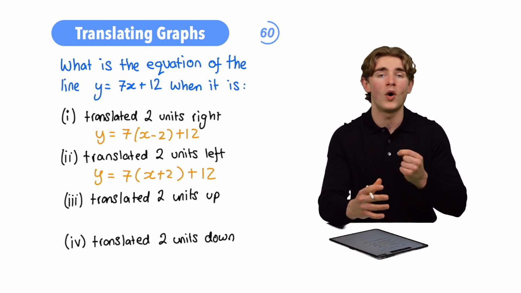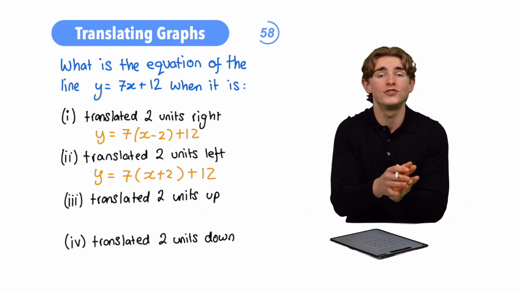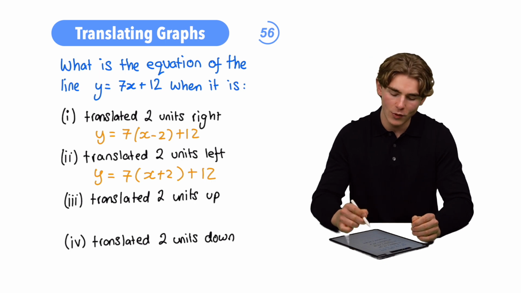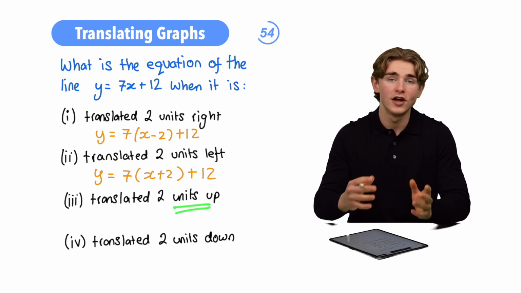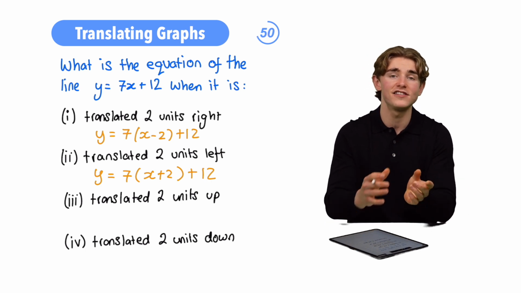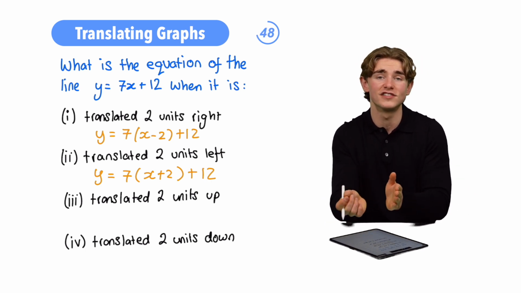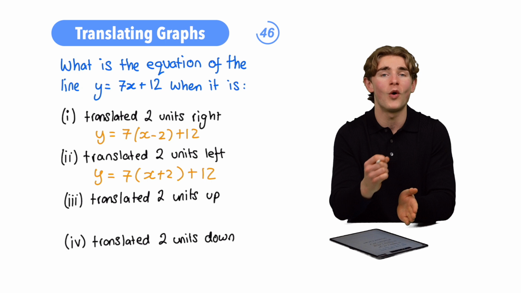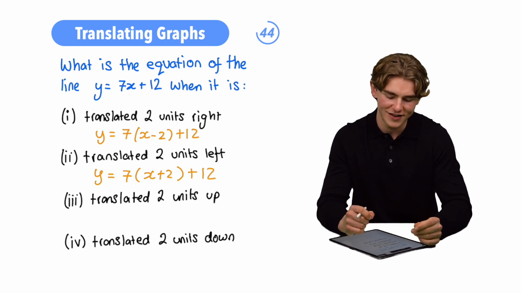Now, what about translating 2 units up this time, guys? Because we're moving in the Y direction, we're going to add 2 to the end of our equation, and we're moving in the positive Y direction, so we're going to be adding 2. In the X direction, remember, we reversed the signs. If we were moving in the positive X direction, we subtracted 2. However, moving in the Y direction, we're going to be keeping the sign the same.